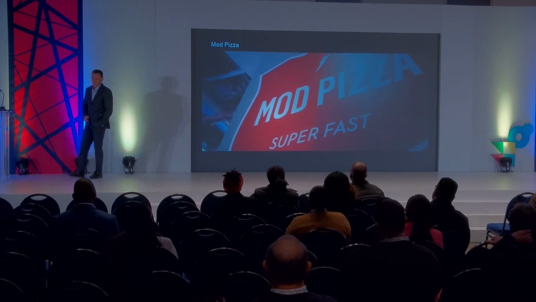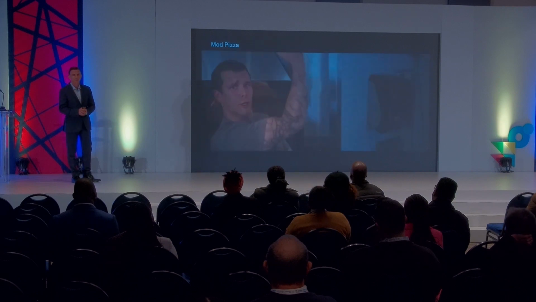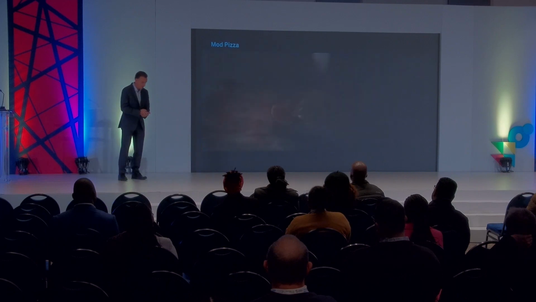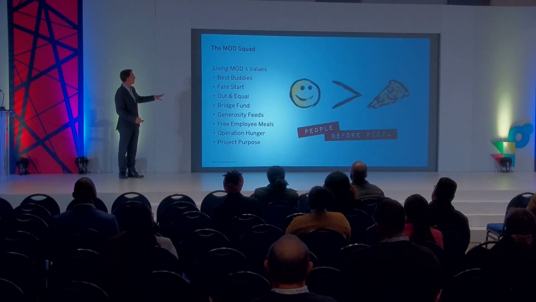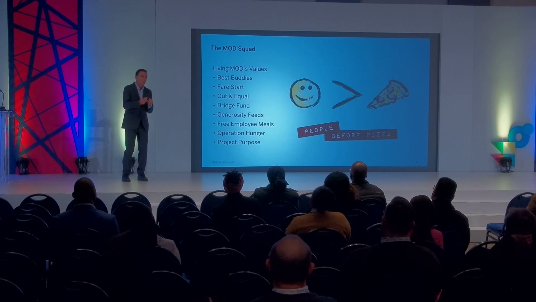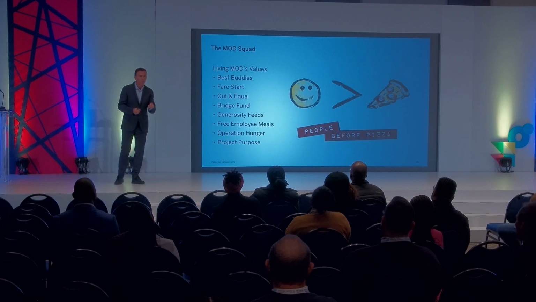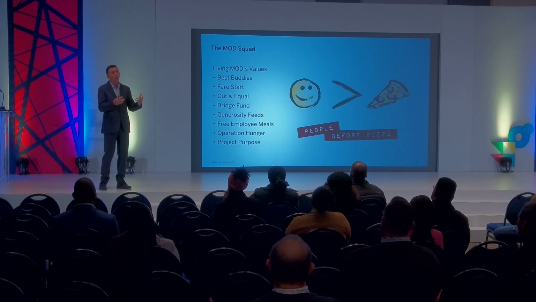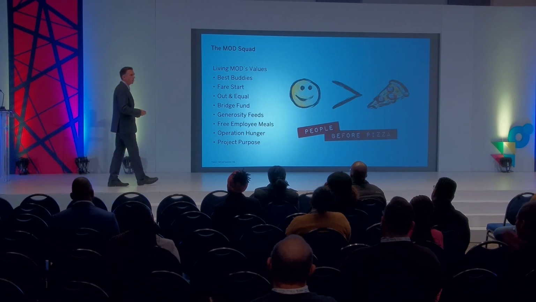Another example of an SAP S/4HANA public cloud platform. This is Mod Pizza. Mod stands for Made on Demand. It's a fast-growing pizza chain in the United States. And one of the things interesting about them is that their slogan is people before pizza. So they sell pizza, they're a retailer, but they know that their people are at the heart of what they're doing. And they actually started off offering jobs to people that might not be able to get a job elsewhere. So people with former criminal convictions, for example, or other reasons that meant that they were hard to find employment.